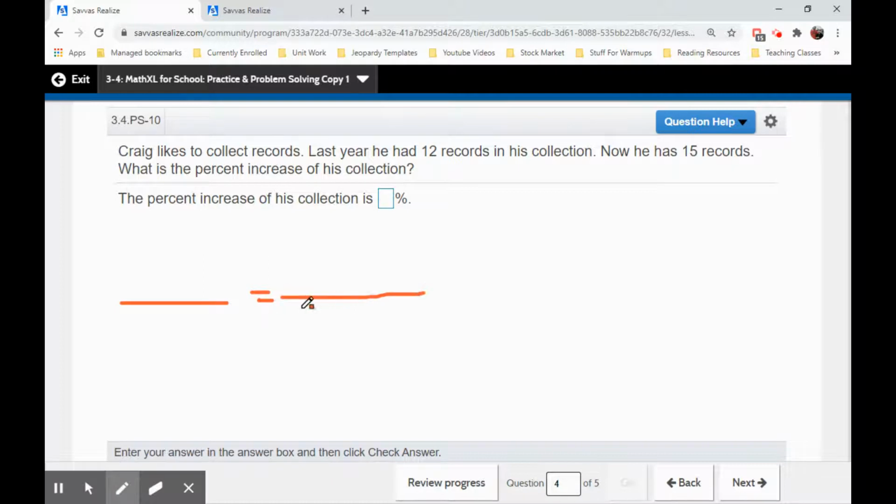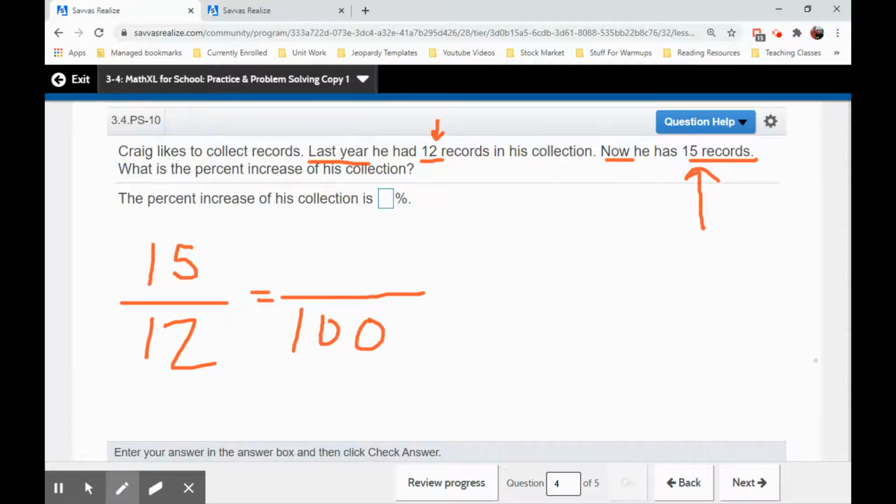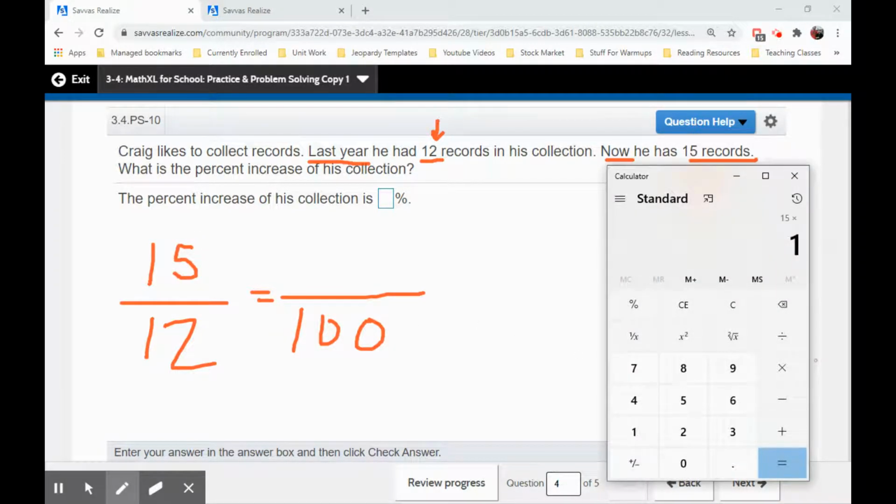I'm going to write this before I even read anything. Craig likes to collect records. Last year, he had 12 records in his collection. Now, he has 15 records. What is the percent increase? Your old value is last year, 12, and your new value is this year, 15. Once we're there, 15 times 100, 1,500, divided by 12, we get 125.